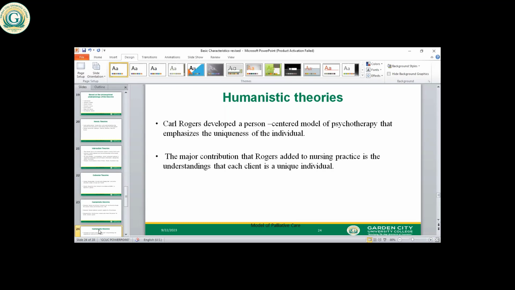So that is the humanistic theory. It brings about the fact that every individual is unique. So when you have theories that are geared towards that phase, then you should know that it is humanistic theories that you are dealing with. And it guides us when we are caring for our patients. You don't give the same management to everybody, but you treat them based on their uniqueness as an individual. So that is the humanistic theory.